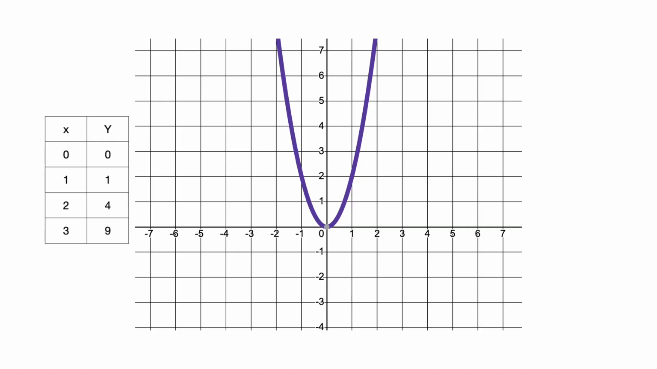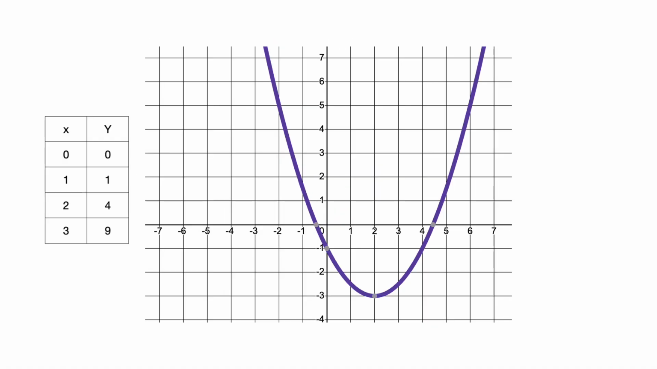The next one, again, I'm sure you figured out just by looking at it really quickly that the a value is 2, but let's take a look at the steps. So from the vertex, I can go over 1 up 2 now, and go over 2 up, hopefully 8, and that doubles the y values. So this is going to be y equals 2x squared.